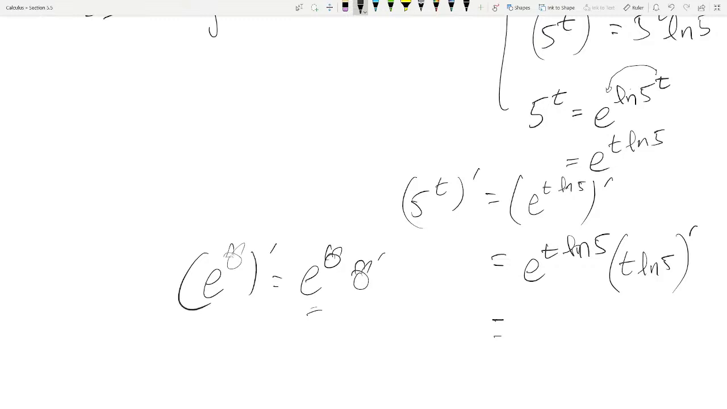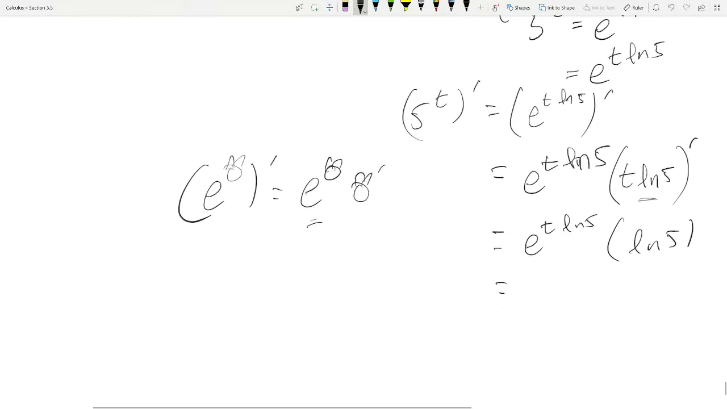Well, this is just a constant. ln 5 might as well be 7. So the derivative of this portion is just ln 5. So I get, let's write it like this, e to the t ln 5 times ln 5.